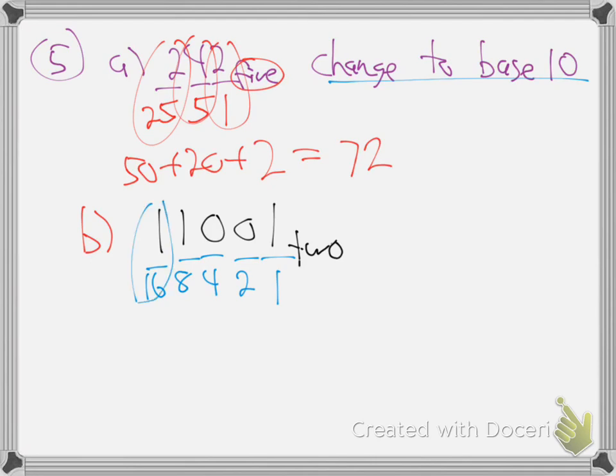So that's 1 in the 16's place, 1 in the 8's place. So that's 16 plus 8, and 1 in the 1's place. Whoop, not 18. Just 8. 24, 25. So that's the number 25.